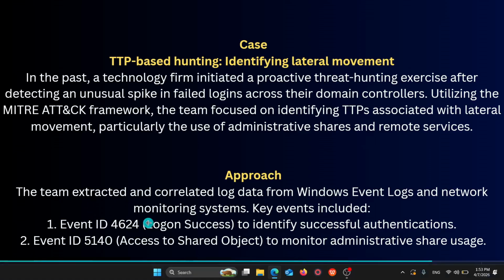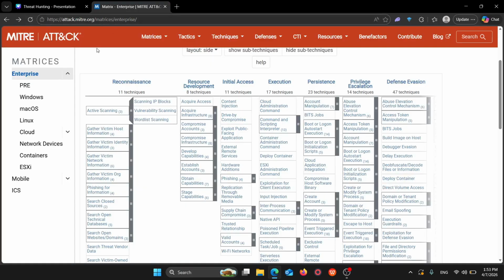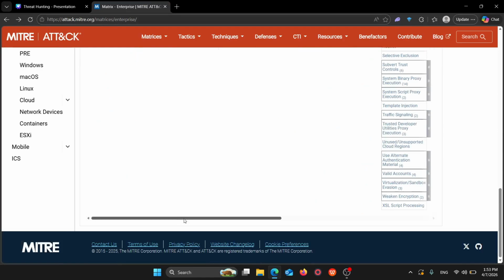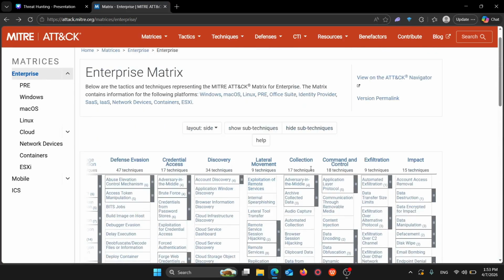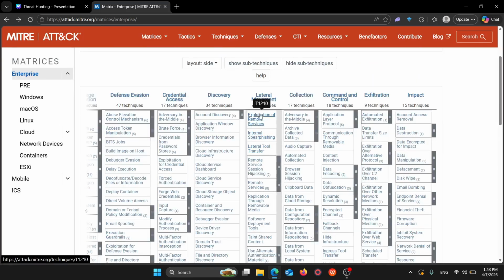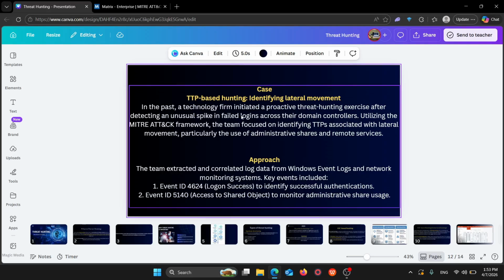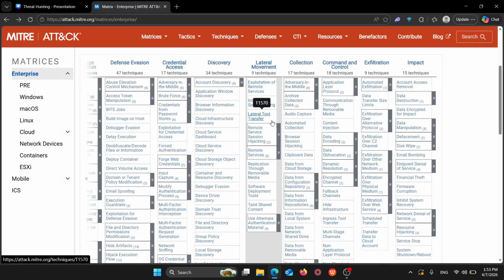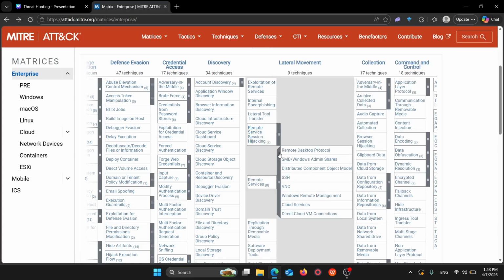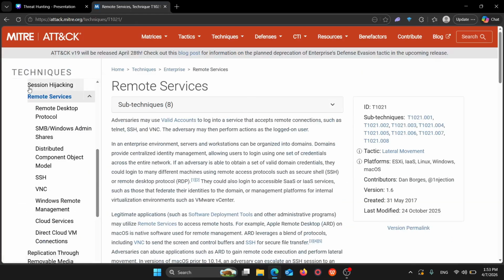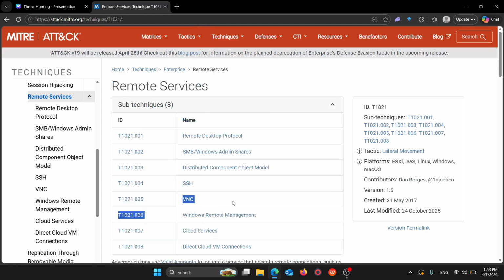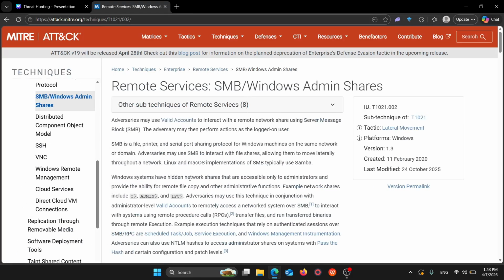So let's do it now. You can go to this MITRE ATT&CK framework. As the case said, we are hunting for lateral movement. So this is lateral movement, and we are focusing on techniques related to administrative shares, right? Here it says administrative and remote services. So what you can do is scroll down and look for remote services. Yeah, you can see remote services, and we can click on it. This is the technique we are hunting for, right? You can see it has several sub techniques. However, we are looking here for Windows admin shares, right? So this is what the team is actually hunting for.